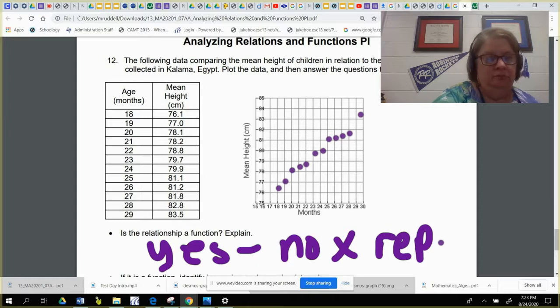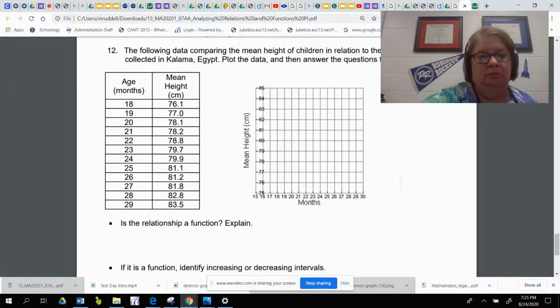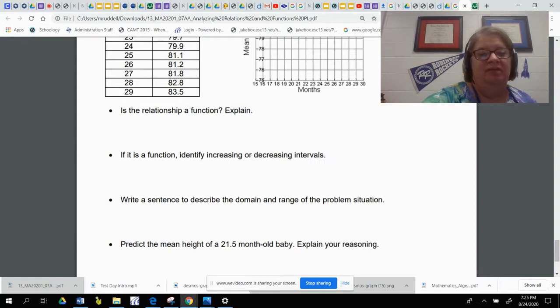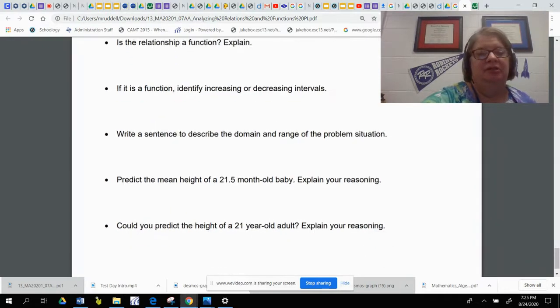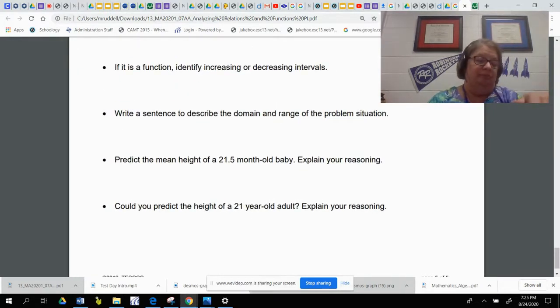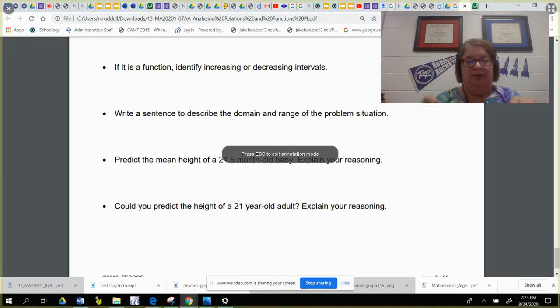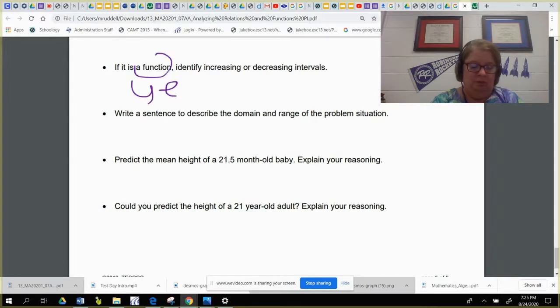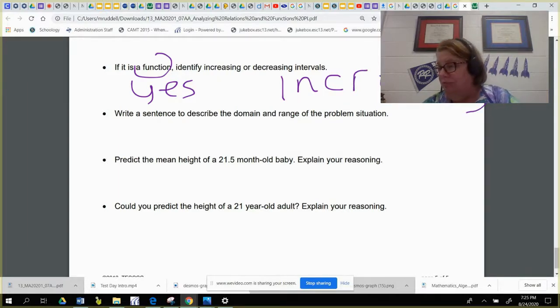All right. If it's a function, identify increasing or decreasing intervals. It was not a function. Oh, it was a function, wasn't it? Think back to that graph. What was it doing? Sorry, it was a function. Increasing intervals. It was increasing pretty much, wasn't it? There was never a whole section of that graph that went down.